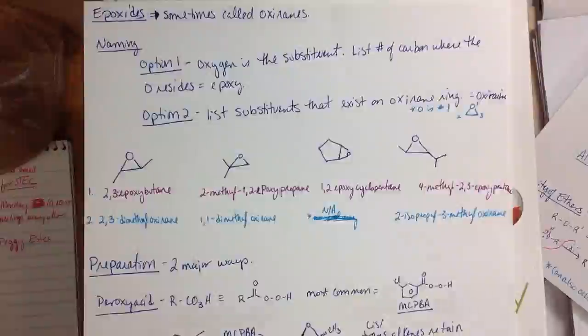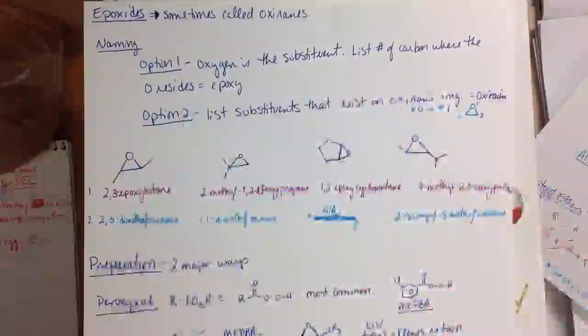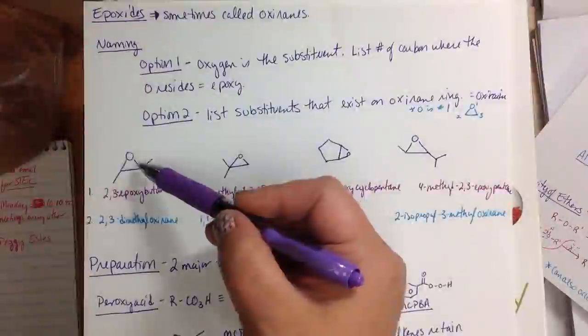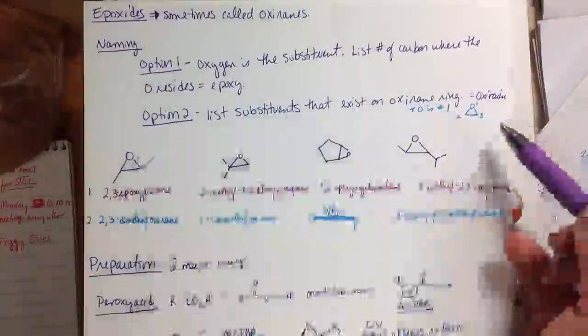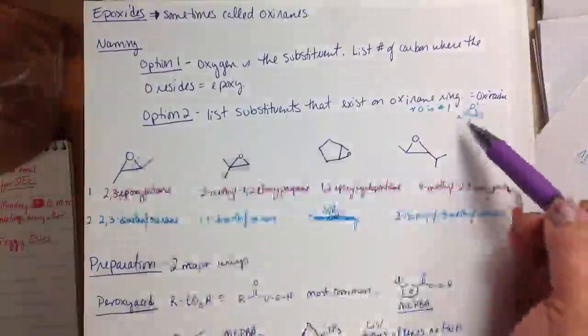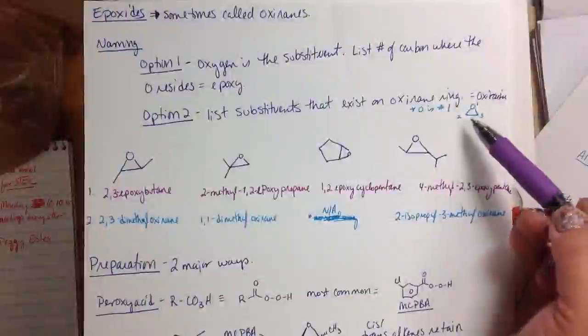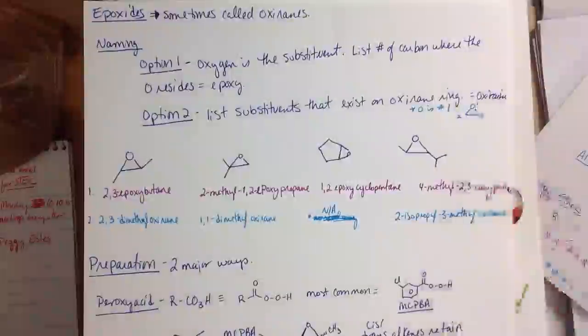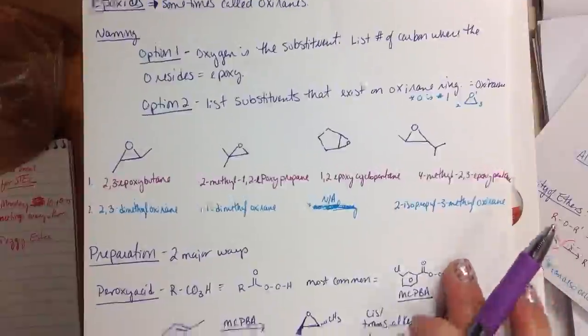The first option is that we call oxygen the substituent, and we list the number of carbons where the oxygen resides, and that's called an epoxy group. The second option is that we call this entire circle here, the triangle right there, we call that an oxirane, where the oxygen takes the first position there. So let's try using some of that.